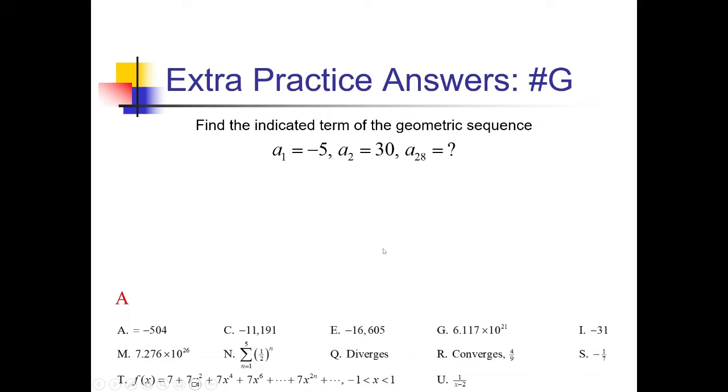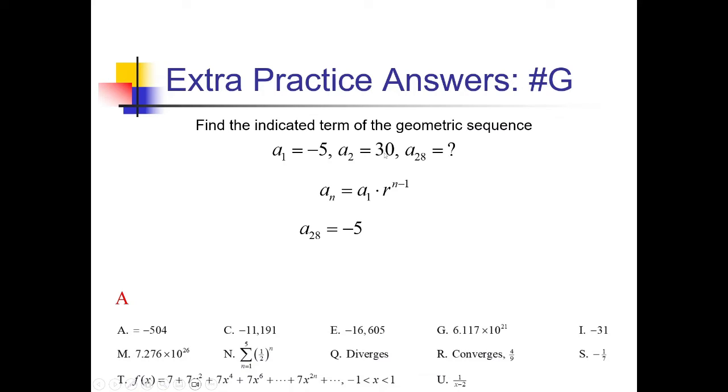For this one now, we are being asked for the 28th term of a geometric sequence, so different set of formulas. I'm going to use my nth term geometric formula here. That would be a sub n equals a sub 1 times r to the n minus 1. So we've got an a1 value of negative 5, r value of, well, let me think.